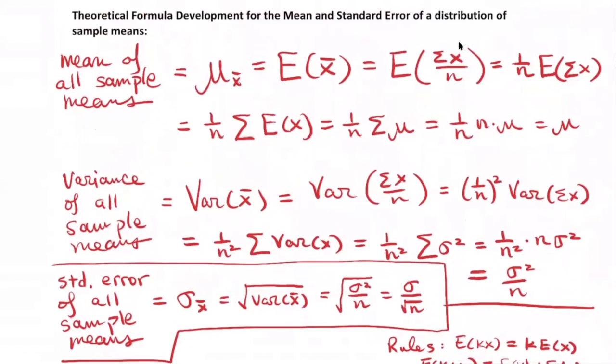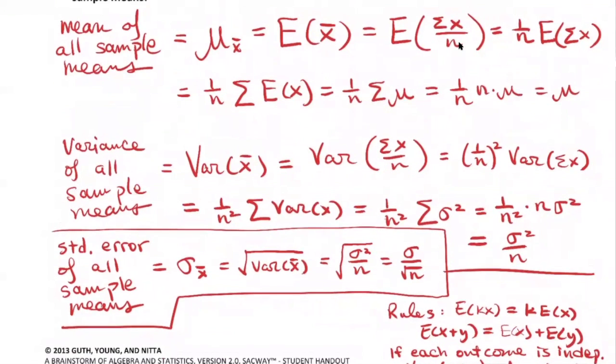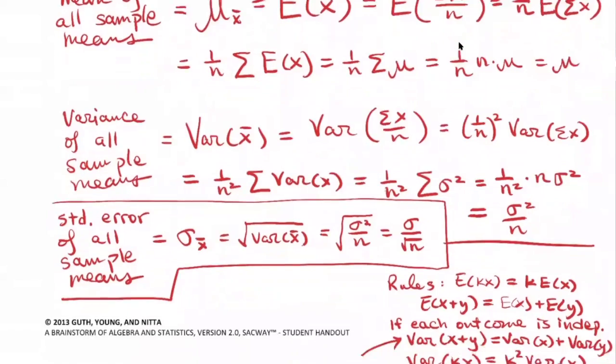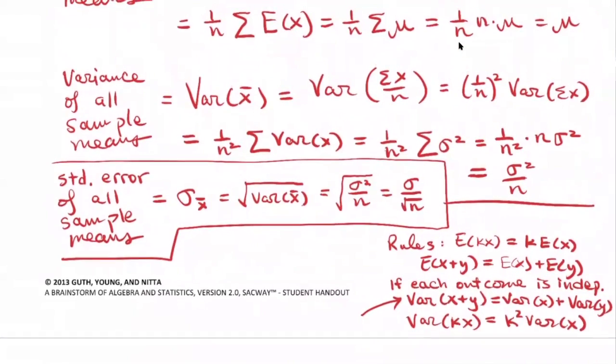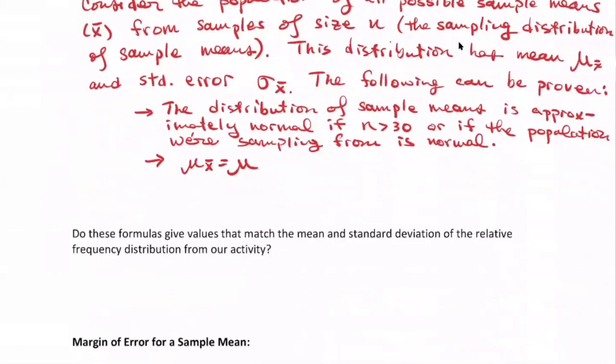Okay, so we had the mean of sample means right up at the top here equal to the mean of the population, and the standard error of the sample means was sigma over the square root of n. So we'll put that all down here.